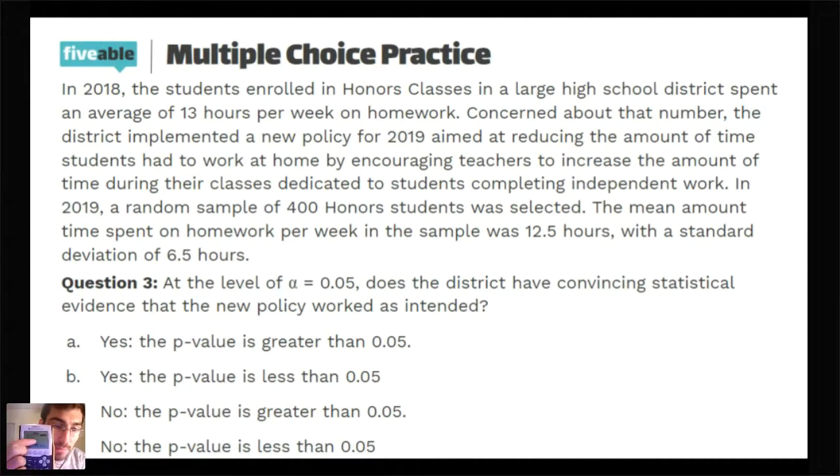Then I scroll over to input Stats instead of Data. Data is if they give you a list of values that you can actually put into your calculator. 99 times out of 100, you're going to be given the sample statistics, so you want to put in stats. I put in mu 0, our null hypothesis, which is 13. My x bar is 12.5. My s is 6.5. My n, sample size, is 400. And the alternative hypothesis that I'm trying to test is that the current mean is less than the null hypothesis of 13.